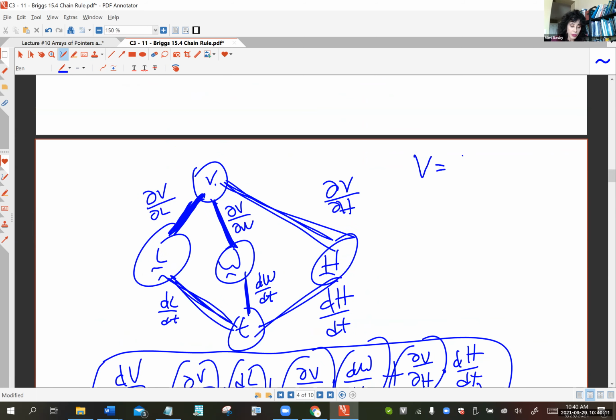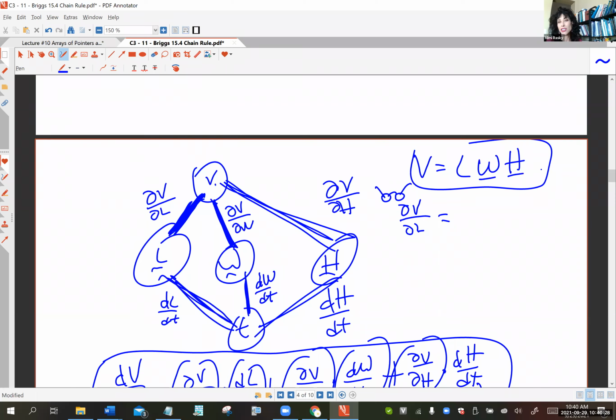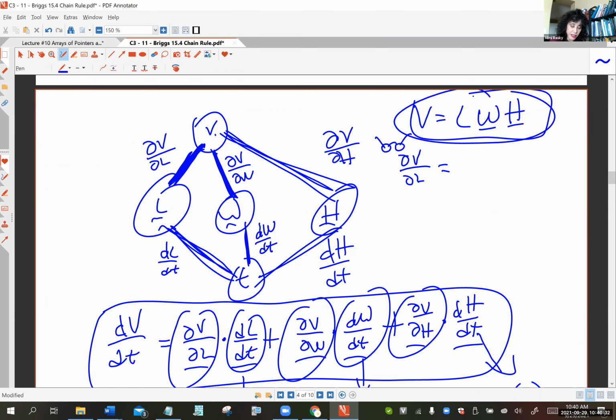Take a look. We've got our volume, which is length times width times height. It's a function of 3 variables. What would dV/dL be? Put on your special glasses, and hold the W and the H constant. Pretend W and H are like the number 3. What would be the derivative of LWH with respect to L? WH. Good.